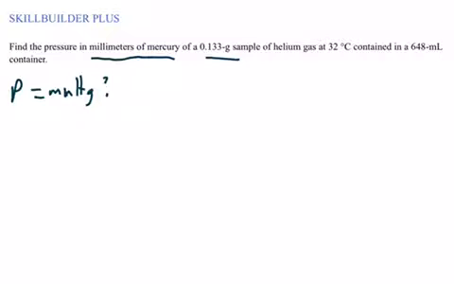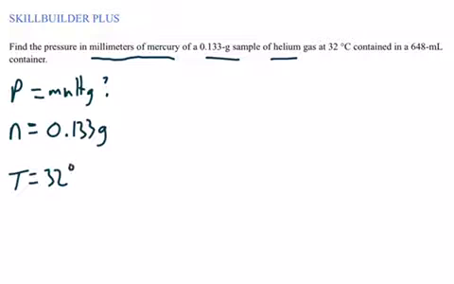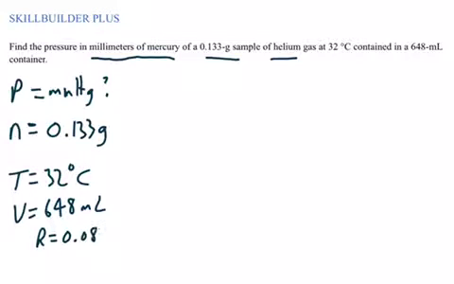Well, look what I'm going to do here. Let's put here moles, because I can use grams, and I can convert that to moles. I'm going to write down the given, and in a moment, I'll show you how I can change that to moles, because it is 0.133 grams of helium. Okay? The temperature is fine here at 32 degrees Celsius, and the volume is 648 milliliters, and then we'll write R down over here.